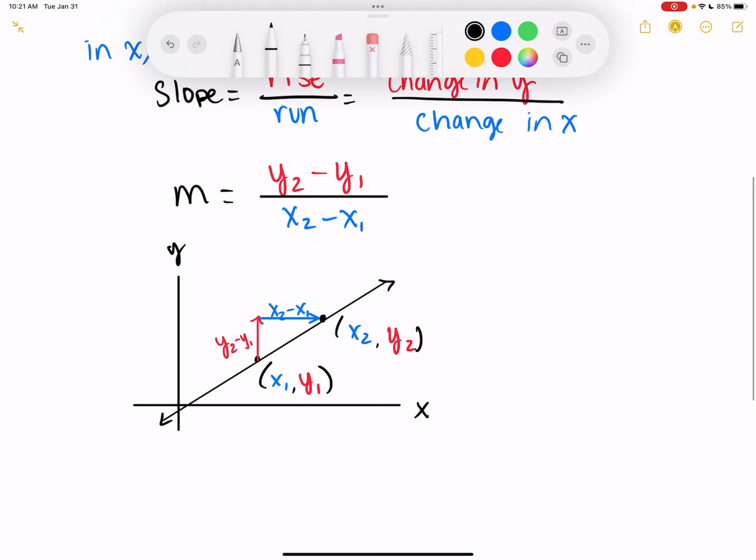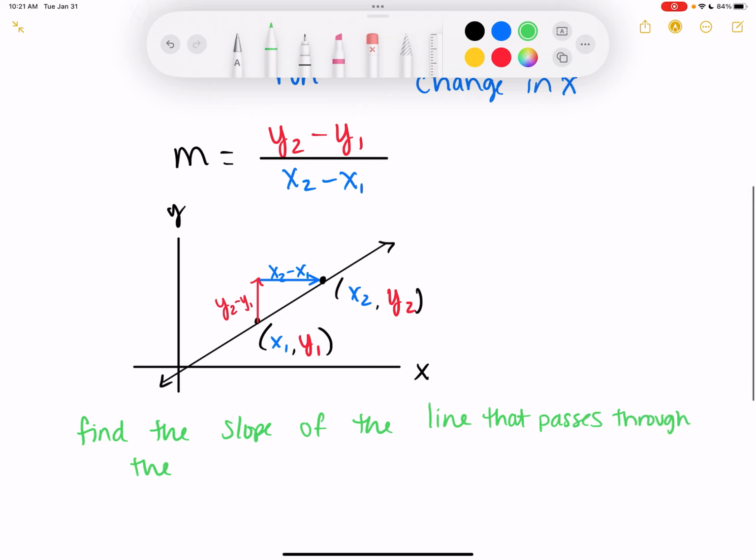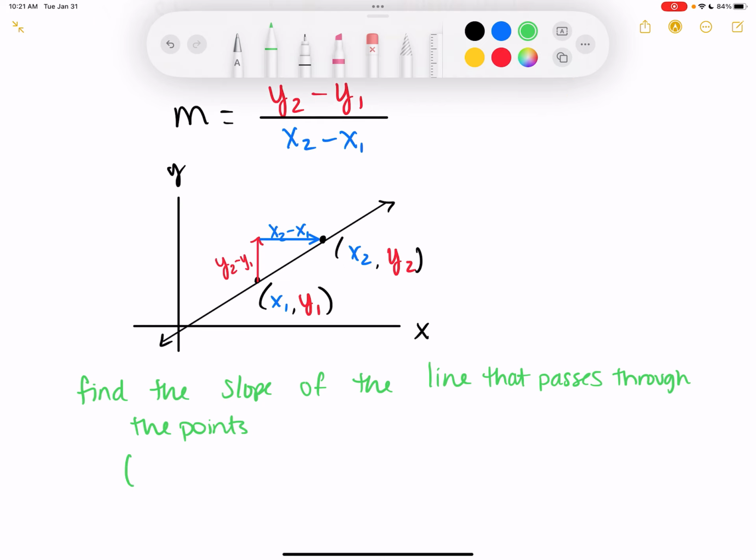So I'll do one example really quick, and then we'll do some more notes, and then we'll get to the homework problems. But if we were told to find the slope of the line that passes through the points, and they give us the points 5, 2, and 4, -1.